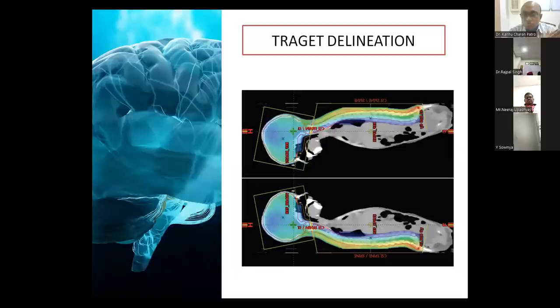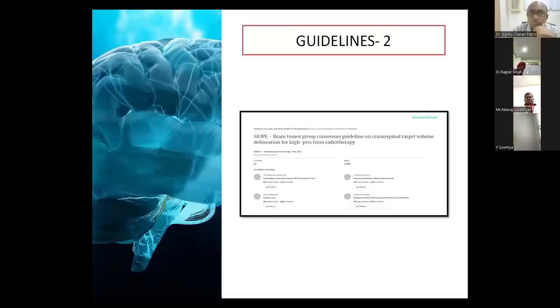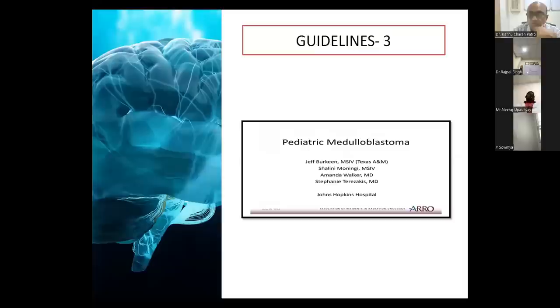So you can see this is the target delineation with the treatment, how the CSI planning looks like. There is a very good article by our ISNO group, Dr. Tejpal Gupta and Jalali sir. You can go through this article step by step. They have guided very nicely. Guideline 2, you can go for the SIOP contouring guideline for target delineation. You can go for the practical RO case of medulloblastoma.